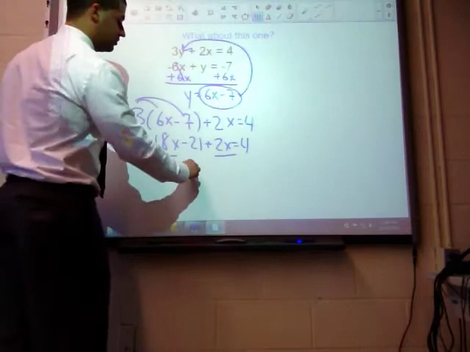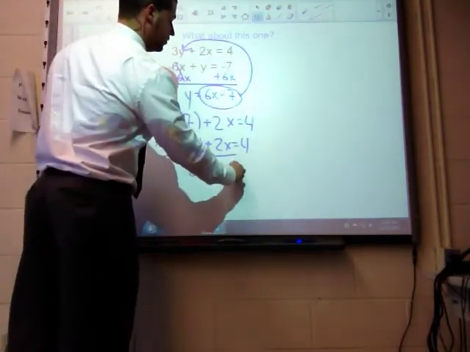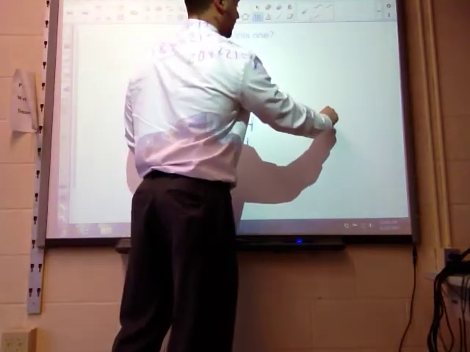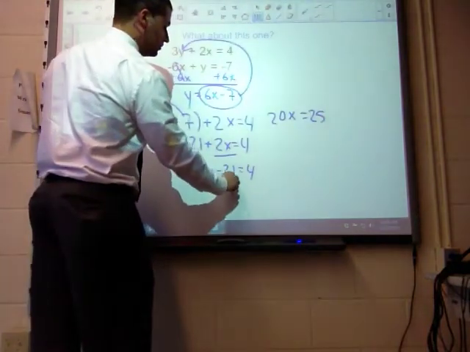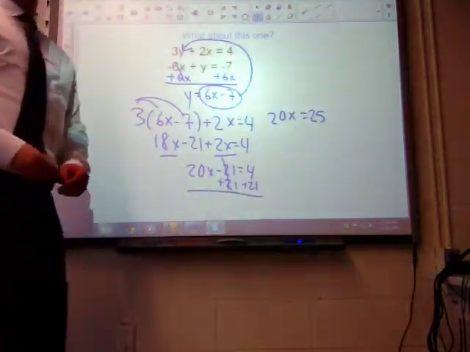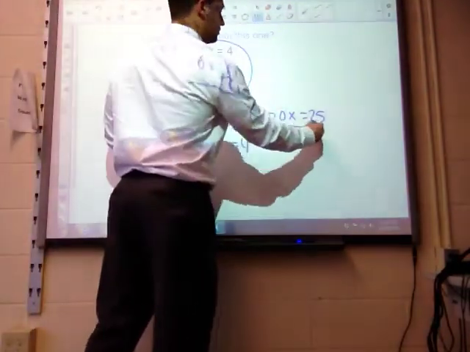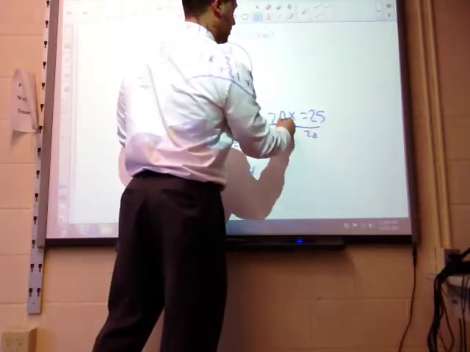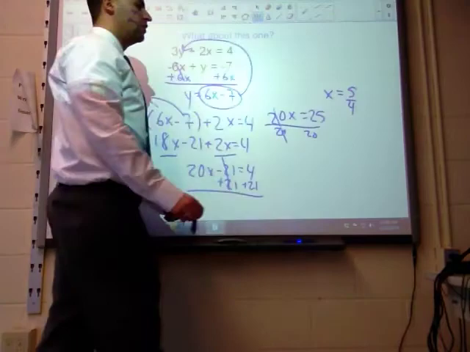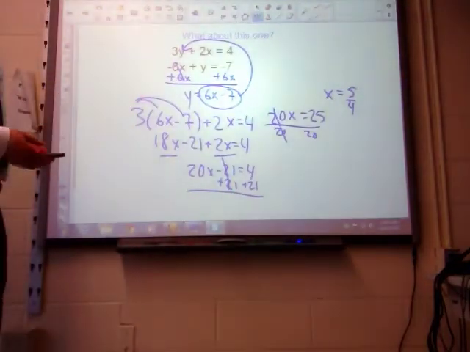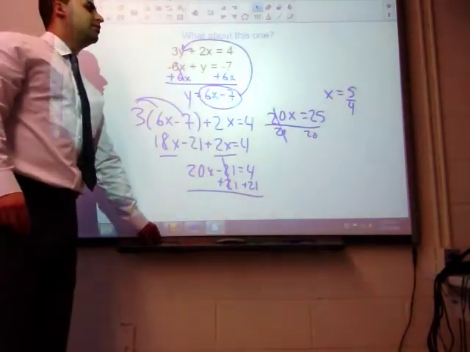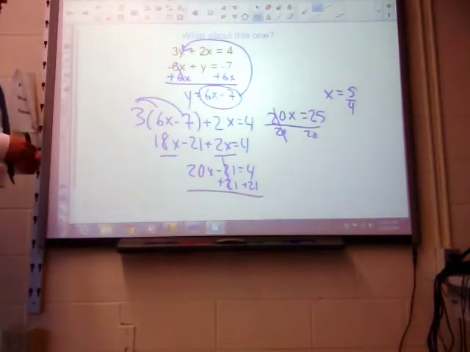Combine like terms. 20x minus 21 equals 4. 20x equals 25 when you add 21 over. Divide by 20, and x equals 5 over 4. Okay, so again, this is a type of situation where when we solve it out, we get a number that we couldn't kind of figure out if we picked it off a graph.